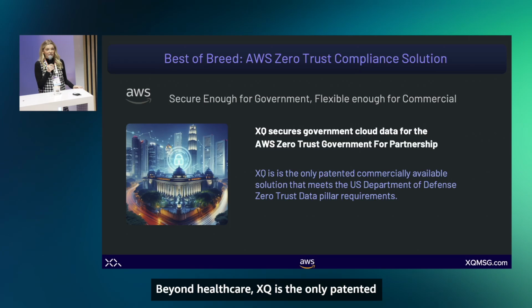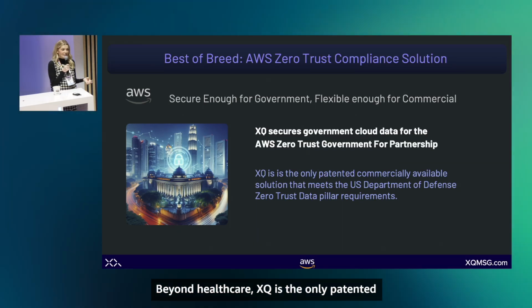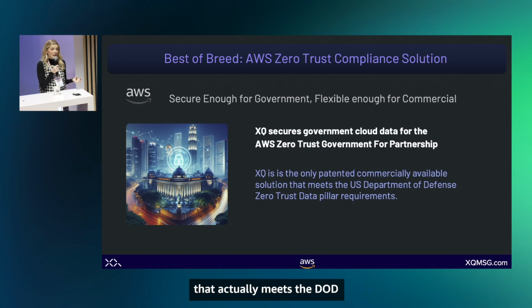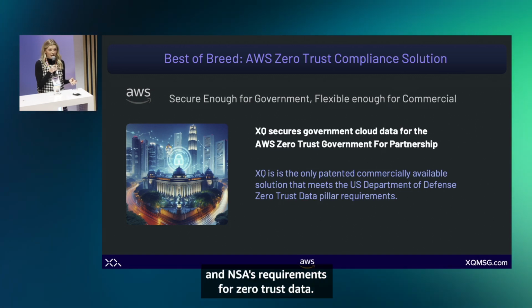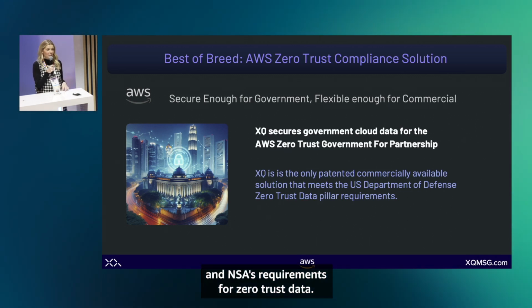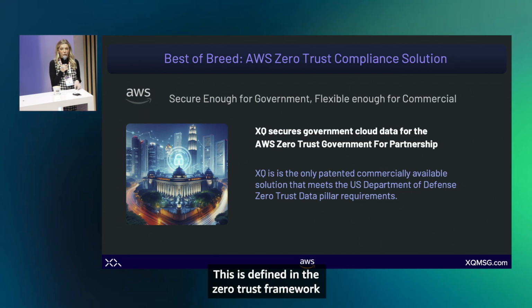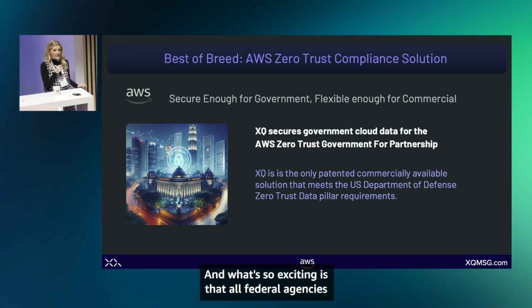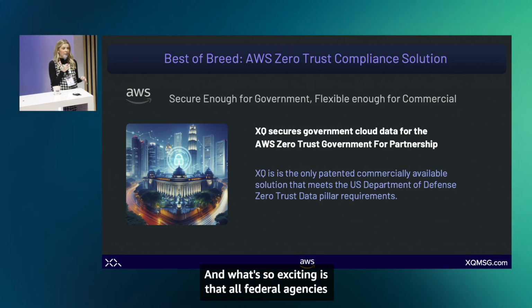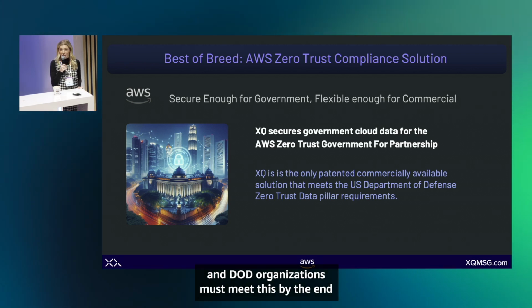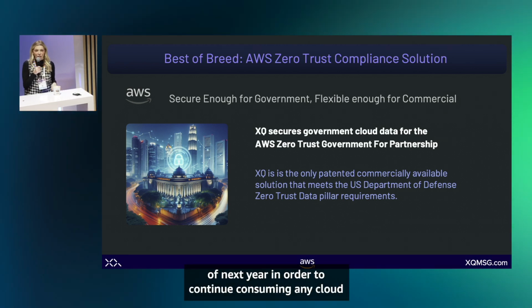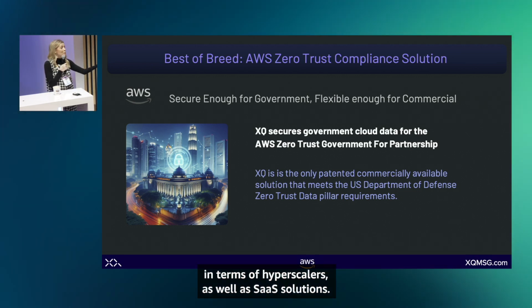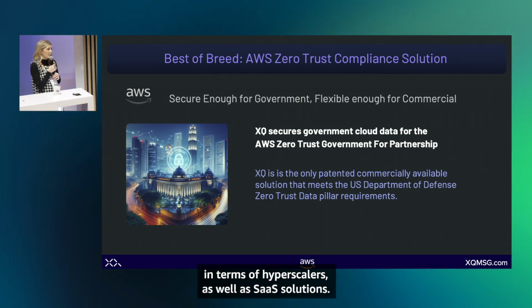Beyond healthcare, XQ is the only patented and commercially available solution that actually meets the DoD and NSA's requirements for zero trust data. This is defined in the zero trust framework for the DoD and NSA. And what's so exciting is that all federal agencies and DoD organizations must meet this by the end of next year in order to continue consuming any cloud, in terms of hyperscalers as well as SaaS solutions.